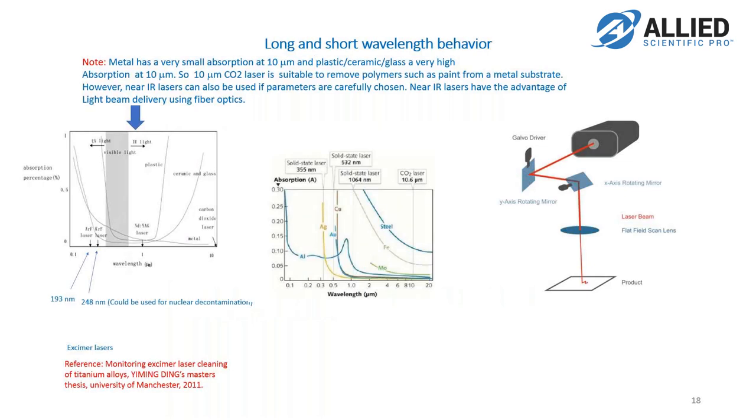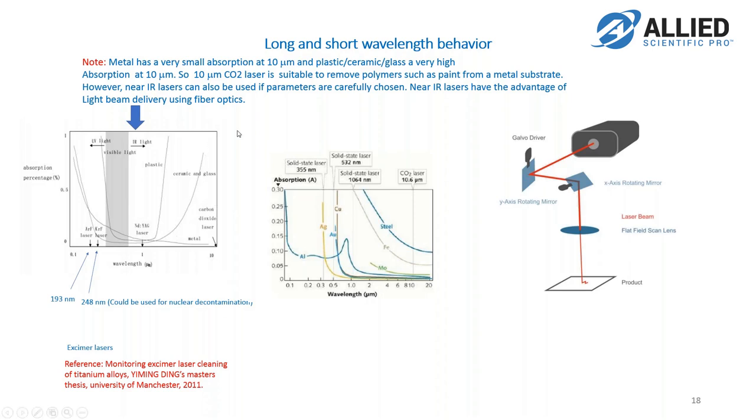So these are some interesting plots that apply to laser cleaning. Again, we go back to laser cleaning. I would just like to discuss these. Metal has a very small absorption at 10 micron. Plastic, ceramic, glass has a very high absorption at 10 micron. So if you want to, for example, clean paint from a surface that has aluminum underneath, it is less risky to use a CO2 laser because the paint absorbs the 10 micron very effectively and the aluminum underneath reflects it. So this way you're sure you're not damaging the substrate.